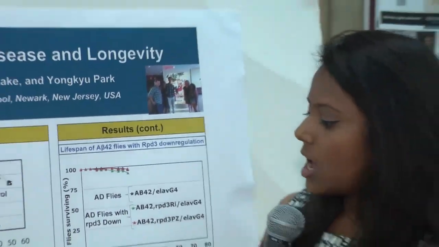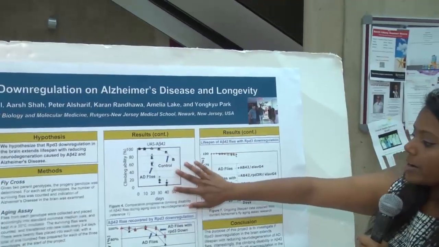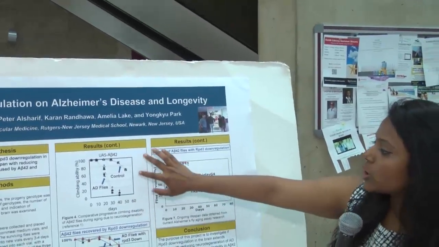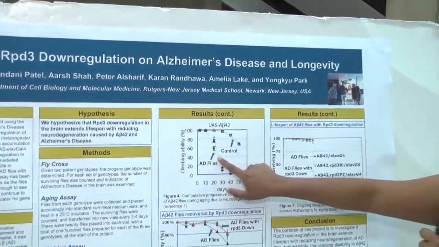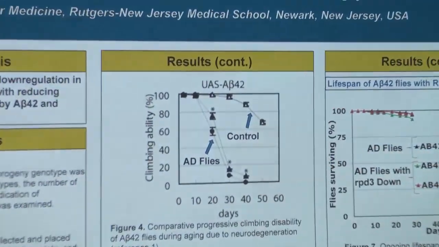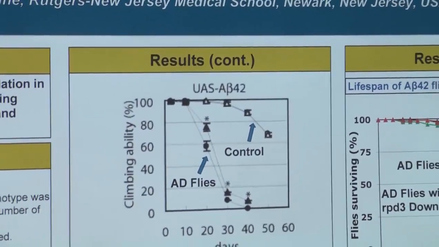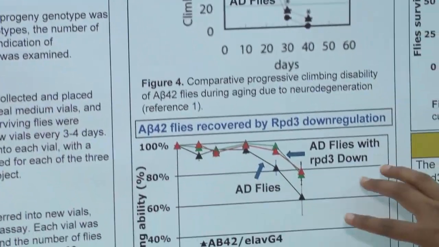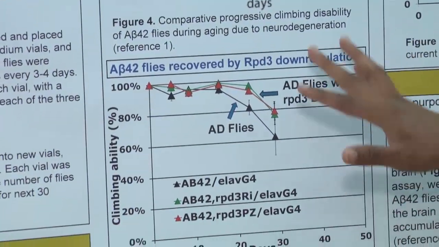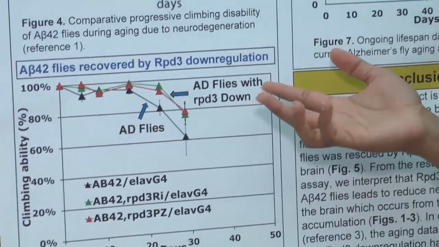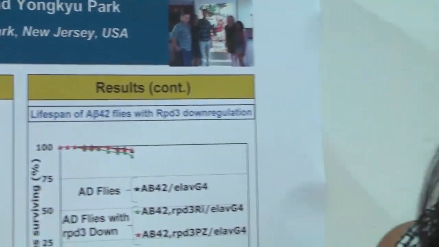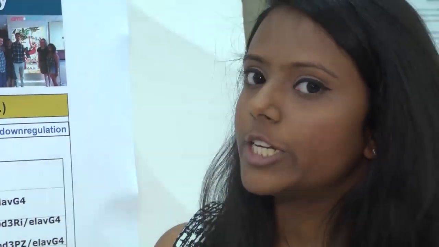This is our comparative study from reference 1, and it shows that Alzheimer's flies have more neurodegeneration compared to the control flies. The RPD3 downregulated flies have very similar results, so they are pretty close to each other, and that's something up for future research. But the bottom line is that RPD3 downregulation does help to reduce neurodegeneration.